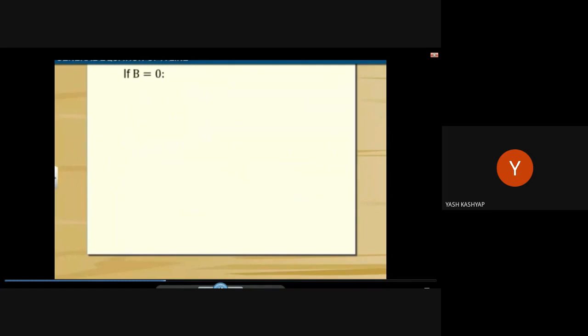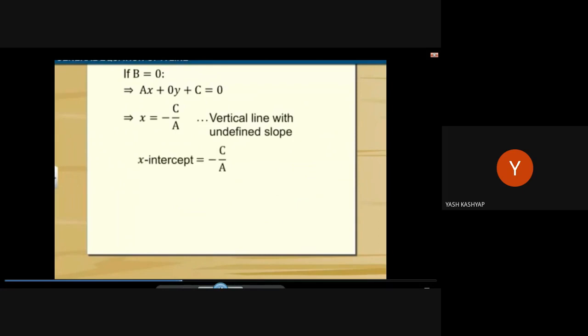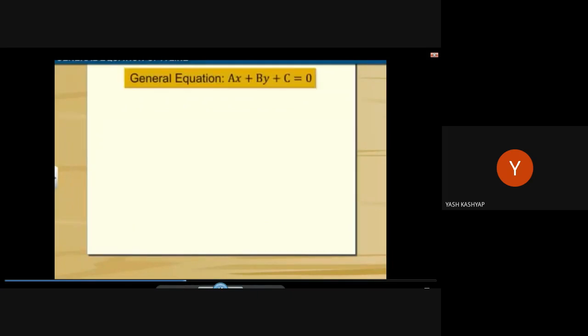In case b is equal to 0 in the given general form of the equation of a line, ax plus by plus c equals 0, so x is equal to minus c by a, you are going to get. So this is a vertical line, with the slope undefined. Vertical line is nothing but the slope of the y-axis is undefined, like that.